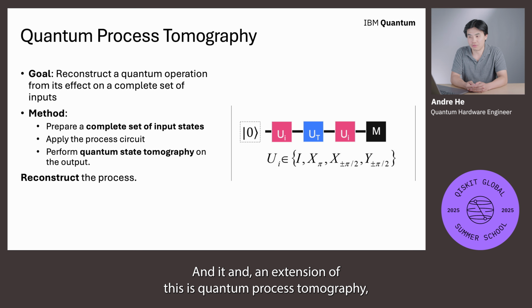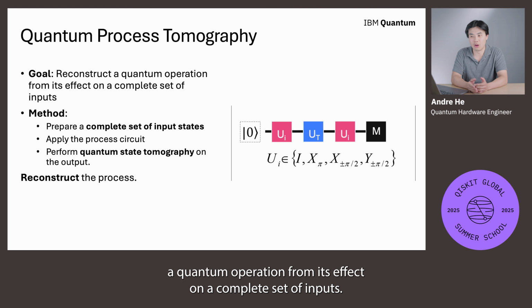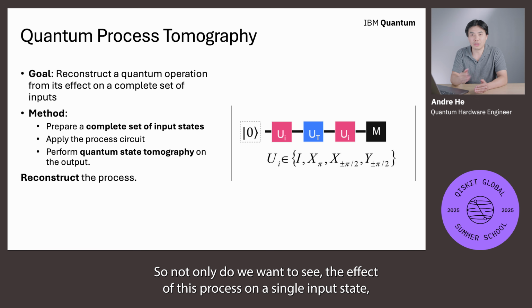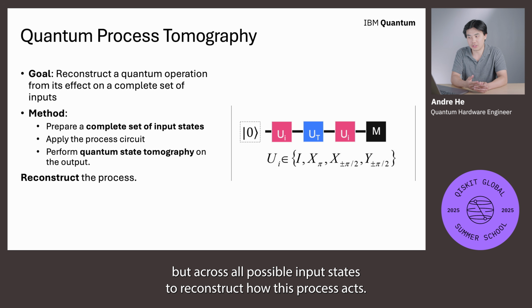And an extension of this is quantum process tomography, where the goal is to reconstruct a quantum operation from its effect on a complete set of inputs. So not only do we want to see the effect of this process on a single input state, but across all possible input states to reconstruct how this process acts.